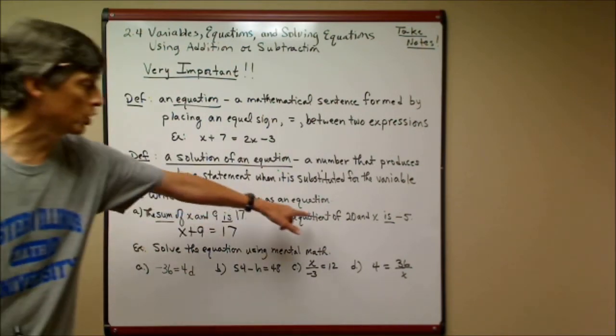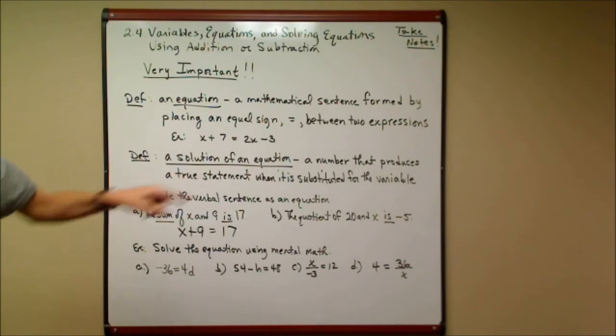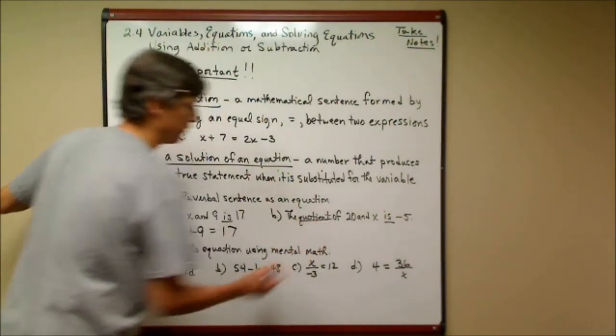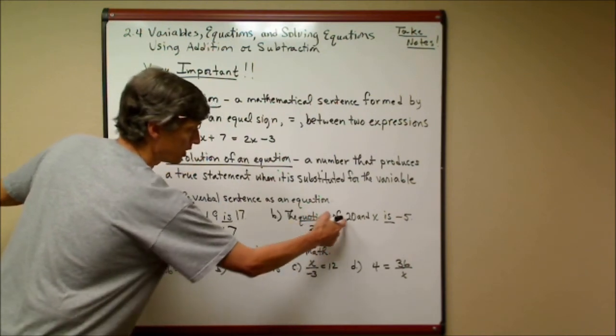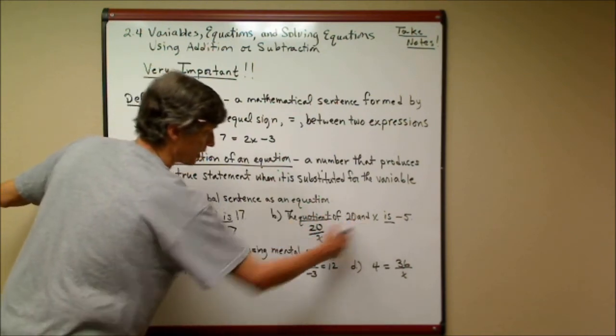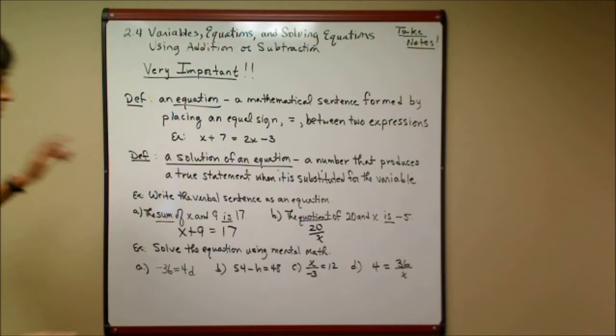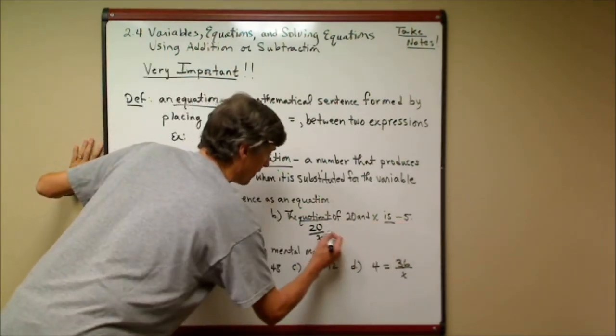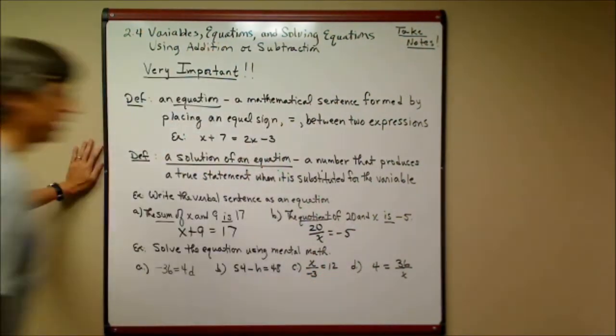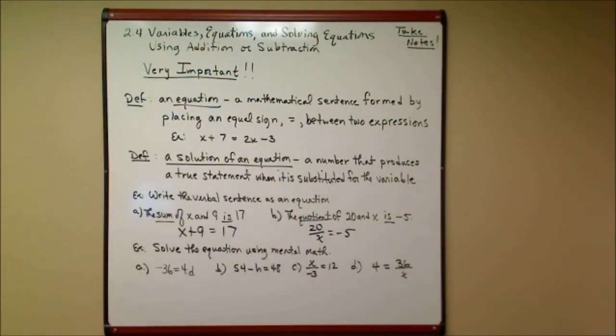Now over here it says the quotient of 20 and x. Now we remember quotient means division. So the quotient of 20 and x, the first thing that's listed is the numerator. The second thing that's listed is the denominator, or the divisor. The quotient of 20 and x is 20 over x, and this is negative 5, equals negative 5. Now this one, again, we could plug some numbers in, and using a little mental math we could see that the solution to that equation would be negative 4. 20 divided by negative 4 is negative 5.